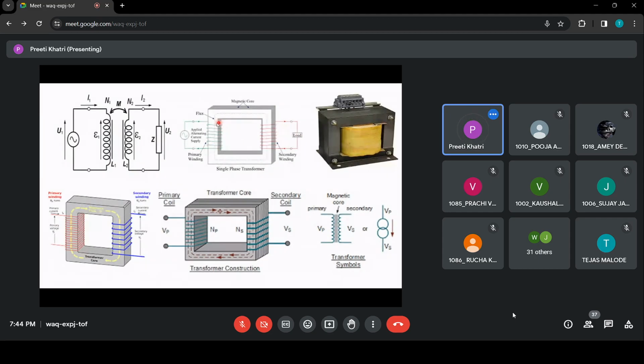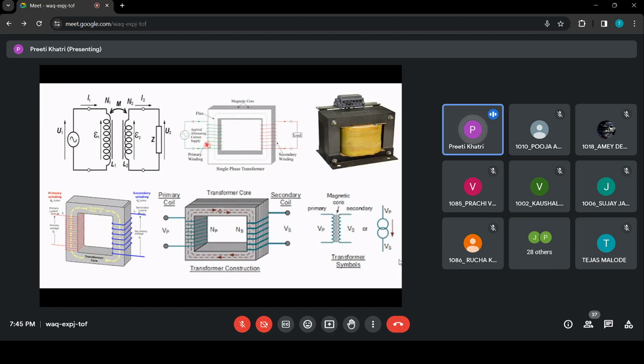So you will see here, the part to which the supply is connected is named the primary circuit and its winding is named the primary winding. Similarly, the second part is the secondary circuit, to which the load is always connected, and its winding is named the secondary winding. Both the primary and secondary windings are wound on the magnetic core, which provides a path of low reluctance.